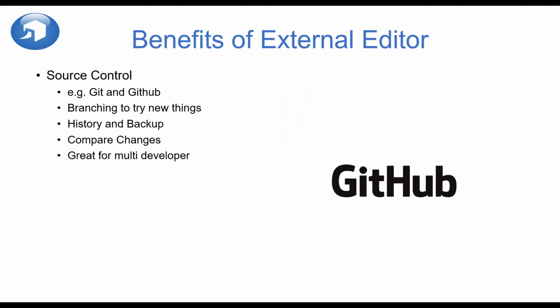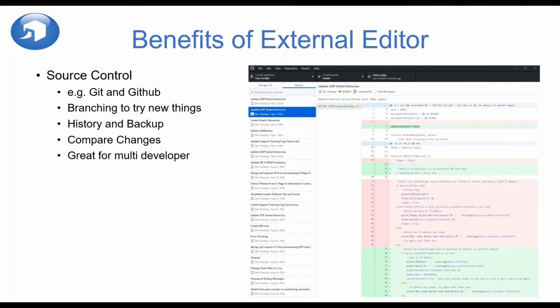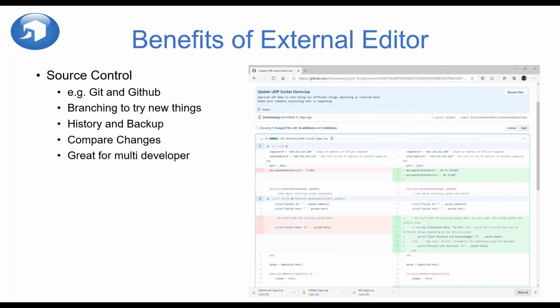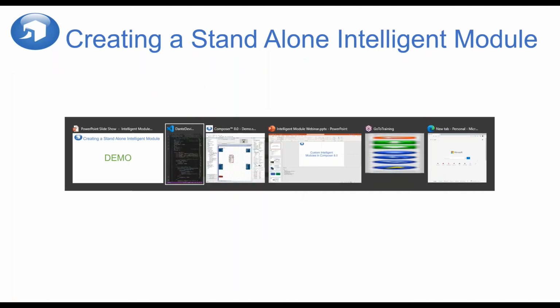And finally, you get to take advantage of using source control. So if you're familiar with Git and GitHub, this has a bunch of powerful features such as branching, so you can try new things with safety. You have a built-in history and backup capabilities. You can compare changes between versions. And if you have multiple developers working on your script, it has a workflow built in for that. So all of these things make working with an external editor really powerful, and we think it's a great way to go. So let me give you a demonstration of that.